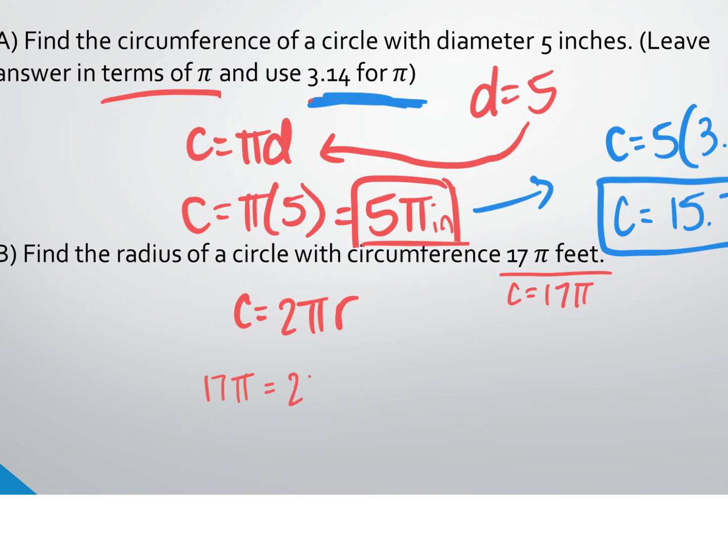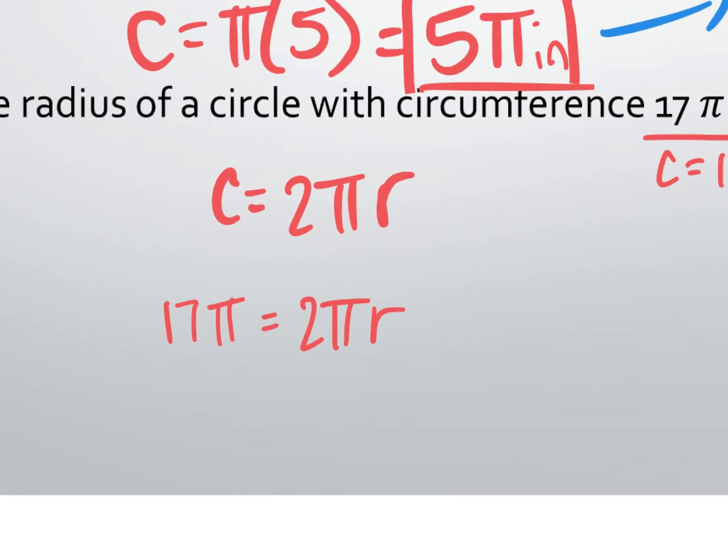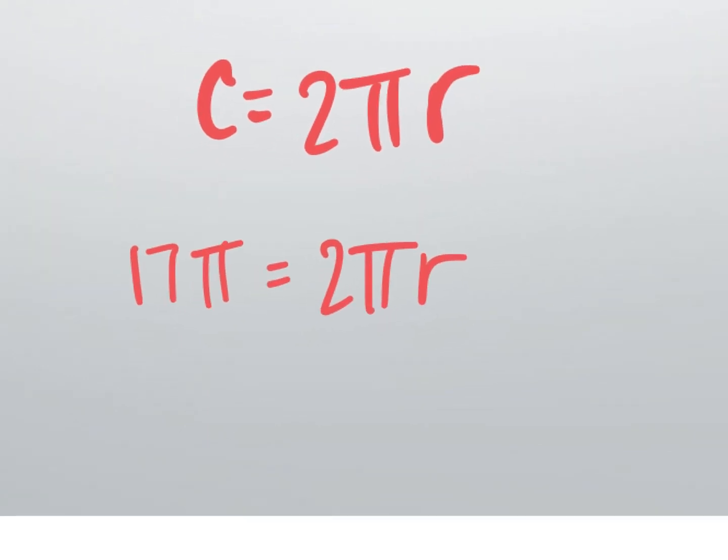We're going to get 2 pi r. So 17 pi equals 2 pi r. And we're asked to solve for the radius. We want to find the radius. So this now just becomes an algebra equation. Remember, pi is just a number, so you can treat it like a number.